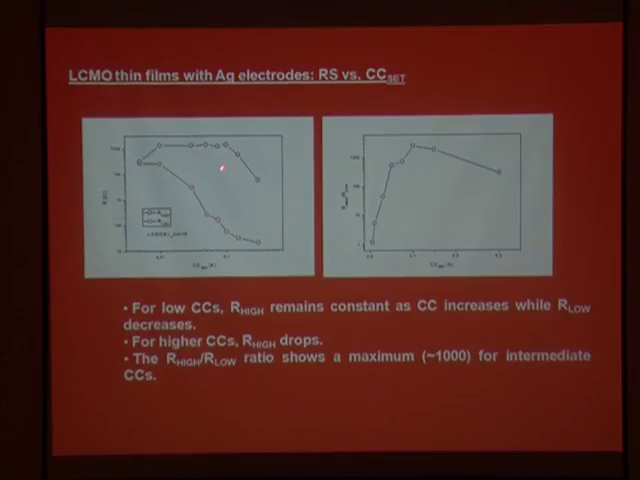At some point, the high resistance level starts also to decrease, and if we plot the ratio between both of them, which is a figure that says how good is the junction in terms of R high and R low window, we see that there is a maximum in the R high over R low ratio, and then it drops. The maximum value we obtained was about 1,000 for intermediate compliance currents.